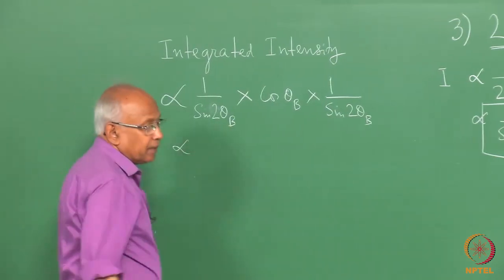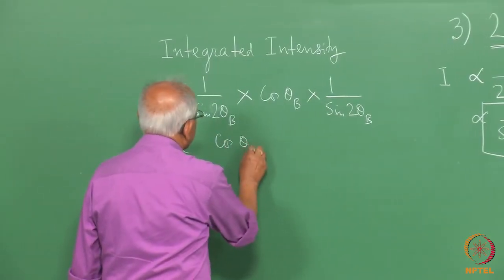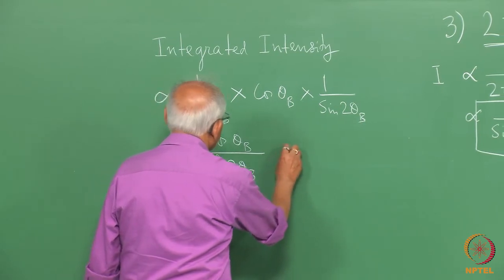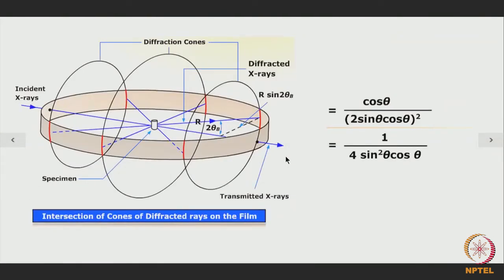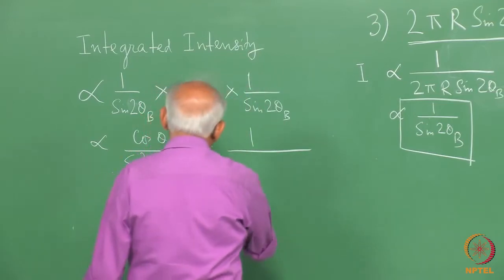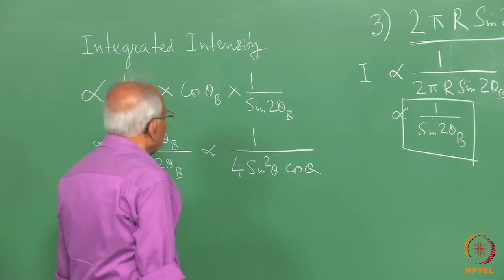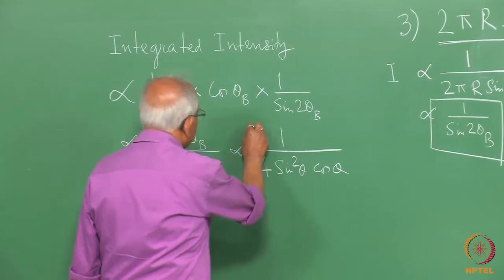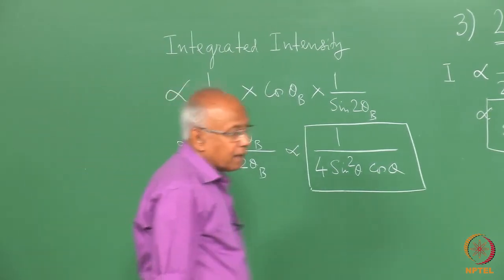So, this will be proportional to cosine theta b by sine square 2 theta b, or if we break it down further, it will be proportional to 1 upon 4 sine square theta cosine theta. So, we see that because of these three geometrical factors, the integrated intensity for any line will be proportional to this value, 1 by 4 sine square theta cosine theta.